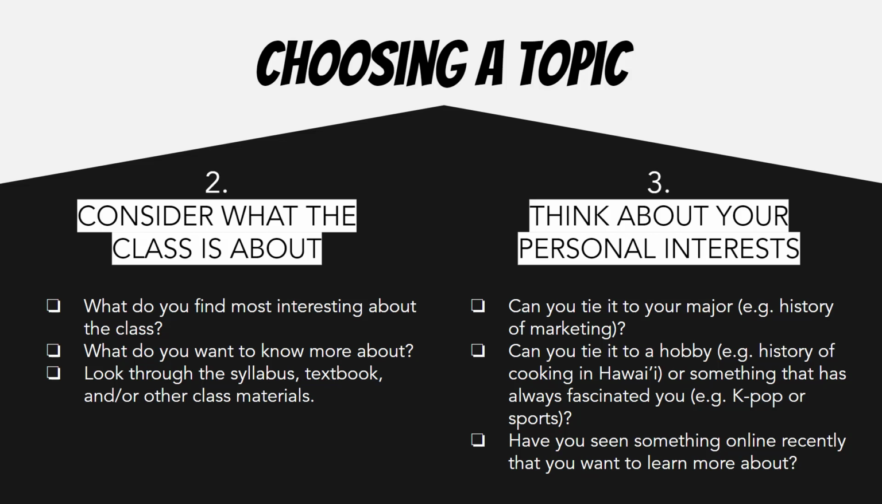Now, the most important aspect of brainstorming is to consider your personal interests. You want the research and the writing to be enjoyable for you, so pick a topic that you're truly interested in. Is there a way that you can tie the assignment to a trend that has always fascinated you, or a hobby that you have, or a major controversy that you've always wanted to learn more about?